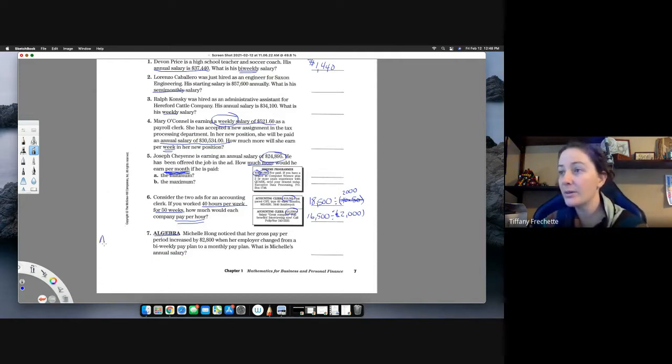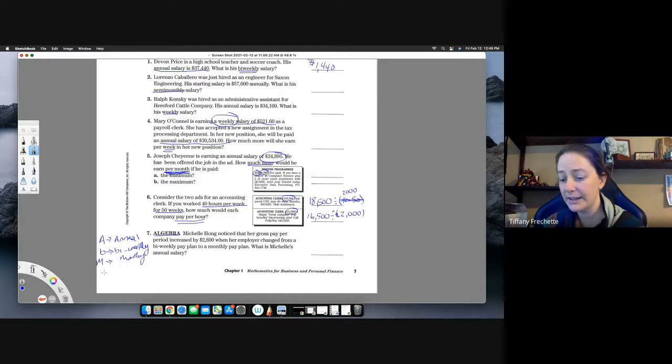So I'm going to say A equals annual. That's her annual salary. And B is her biweekly salary, or well, it'd still be salary, but biweekly payment. M is her monthly. Remember, she's changing from biweekly to monthly, so we need some variables here.